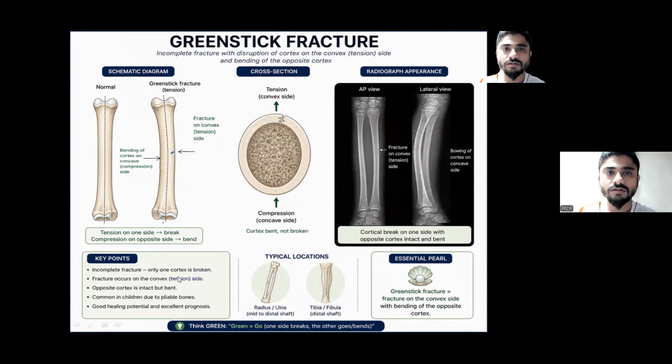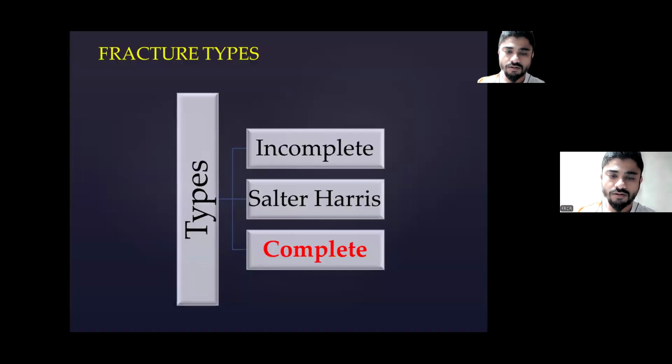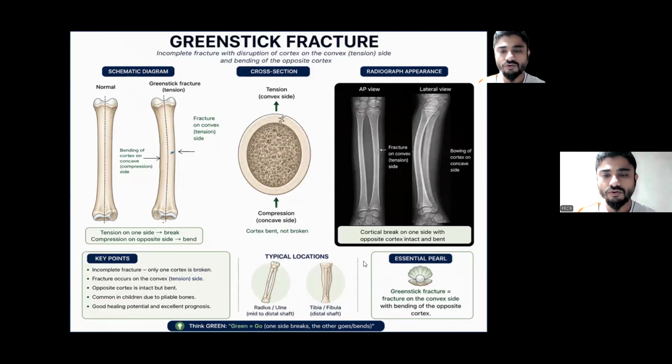As you should be knowing, greenstick fractures are incomplete fractures. Only one part of the bone is broken, that is the convex side of the bone. We have discussed this in the pediatric age group skeleton. Again, greenstick fractures also show a good healing potential and excellent prognosis. Typical locations are the radius and ulna, and also the tibia and fibula. Now we are done with incomplete fractures.